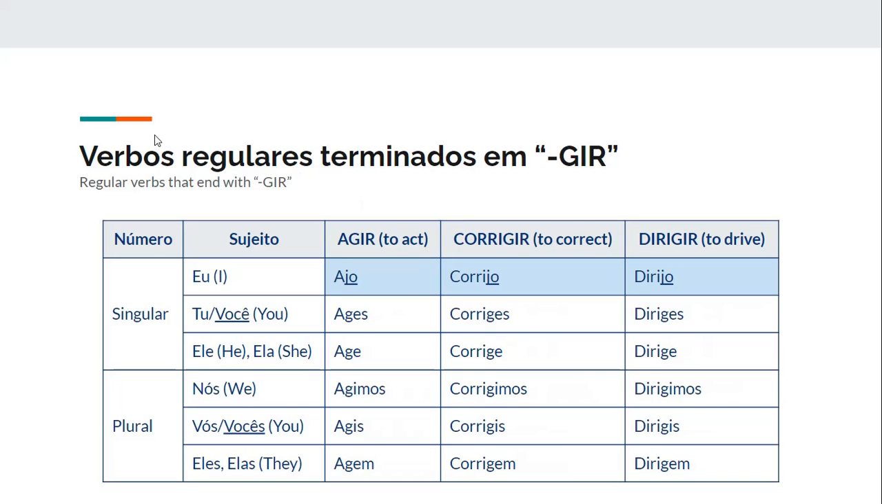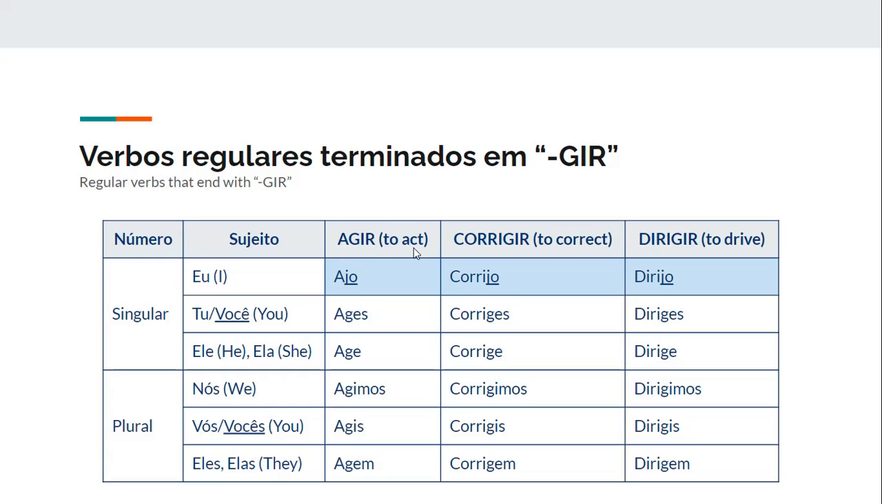Alright, so talking about regular verbs, there are some that end with GIR when they are in the infinitive form, so agir, corrigir, dirigir. And notice that when they are regular verbs that end in GIR, they have a different conjugation. So for the subject I, instead of using letter G, we have here letter J. So you're basically replacing letter G with letter J, and that's the only difference. So I'll be reading with you guys.